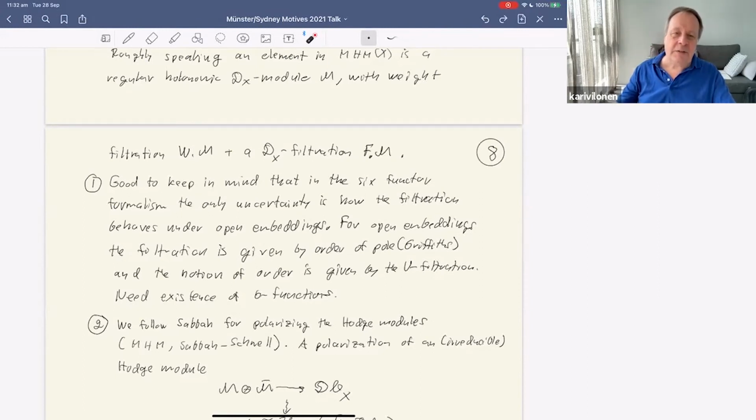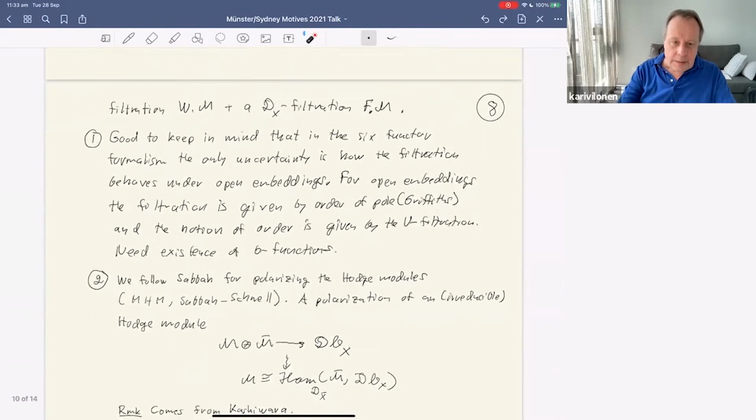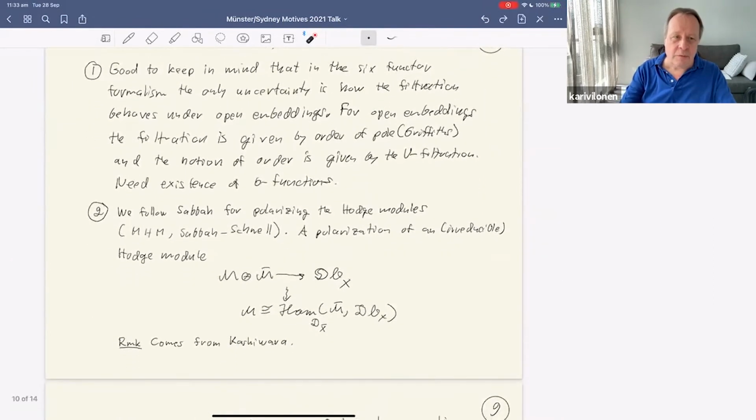By D_X filtration, I mean a filtration by O_X-submodules, but where order n operators move the filtration up by n. The only place where we deviate from Saito is that we use an idea of Sabbah for polarizing Hodge modules. This is explained in the mixed Hodge modules project of Sabbah and Schnell, which is available on the web.